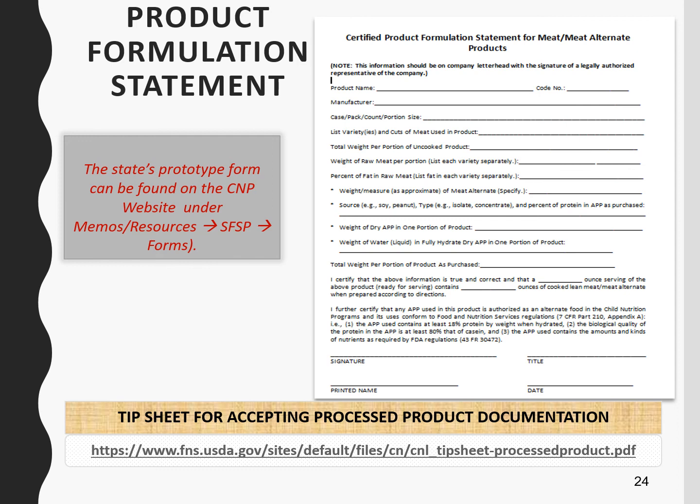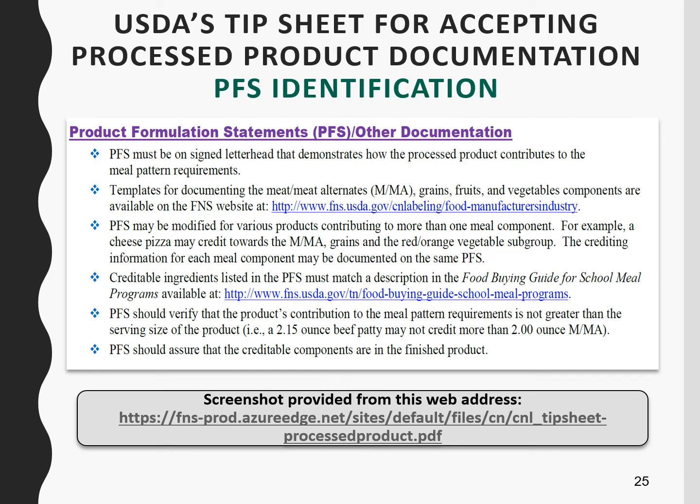This is the state's prototype form, and it can be found on the CMP website under Memos and Resources, SFSP Forms. Product formulation statements must be signed on letterhead that demonstrates how the processed product contributes to the meal pattern requirements. Templates for documenting the meat or meat alternates, grains, fruits, and vegetables components are available on the FNS website.